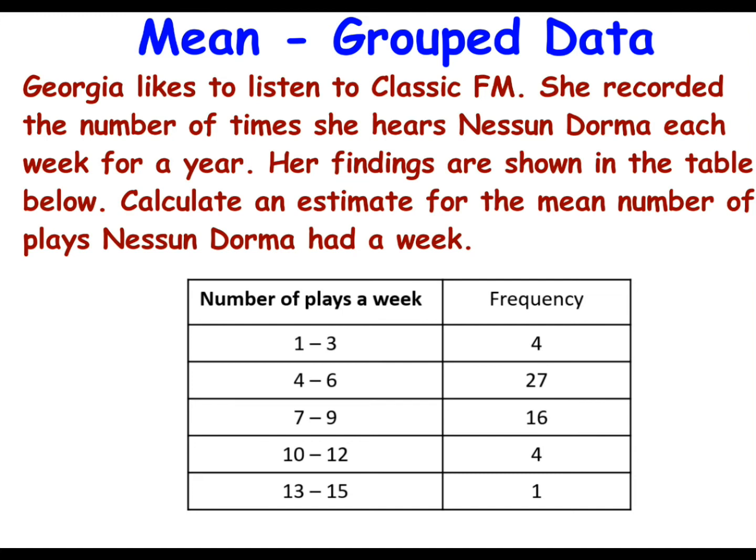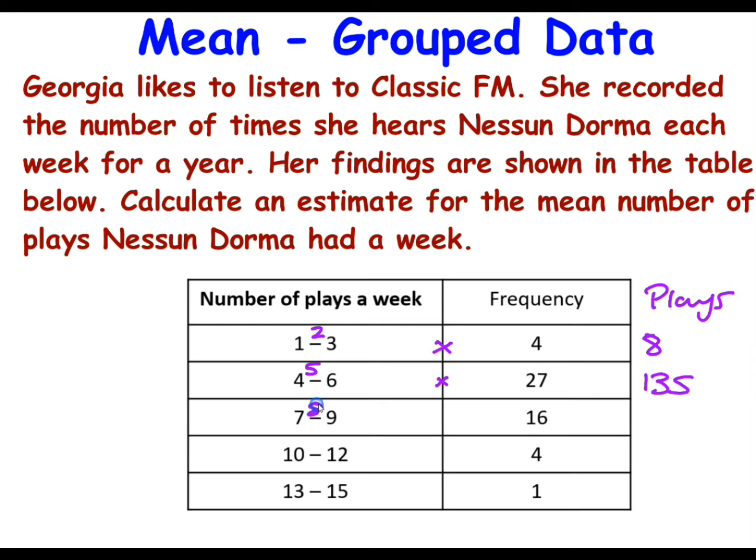So the thing you need to do when you have a range of data is take the mid value. So between 1 and 3 means we're going to take 2. So 2 times 4 is 8. Then the midpoint between 4 and 6 is 5. So 5 times 27 is 135. And this is going to give us the total number of plays.